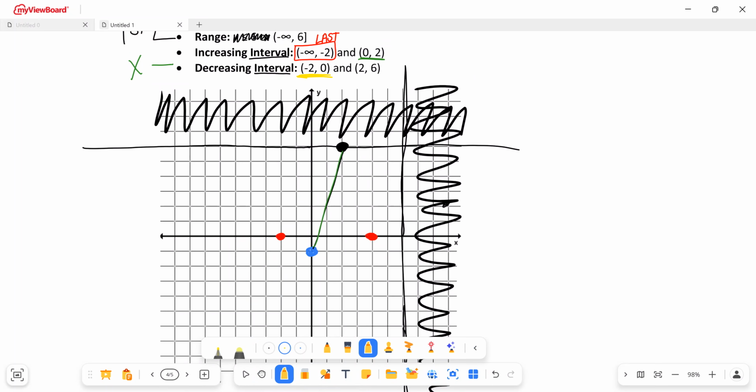So x value of 0, you guys already told me is the blue dot. Do I have an x value of -2 somewhere? Oh, hey, right there, that red dot. Okay, so that red dot to my blue dot is decreasing, so that line is going down.